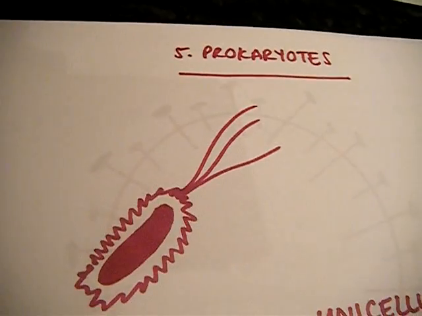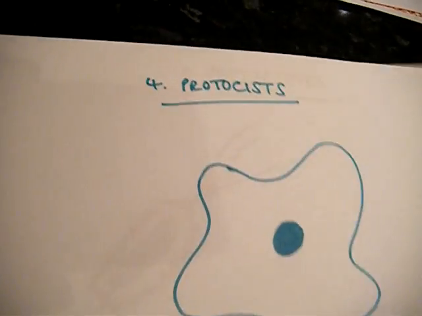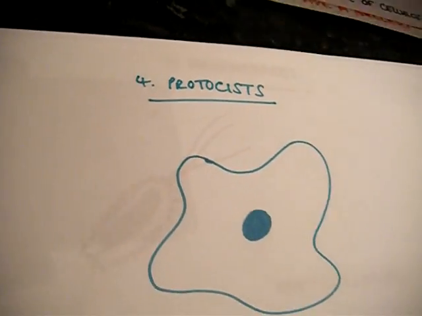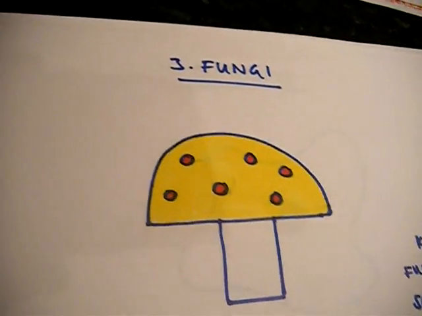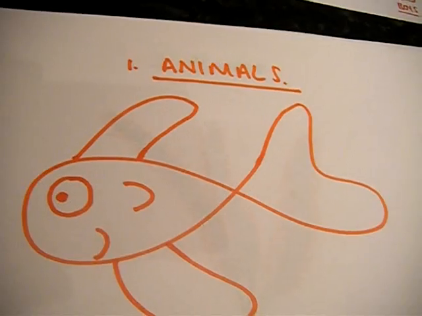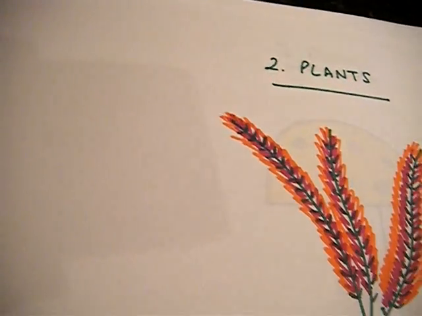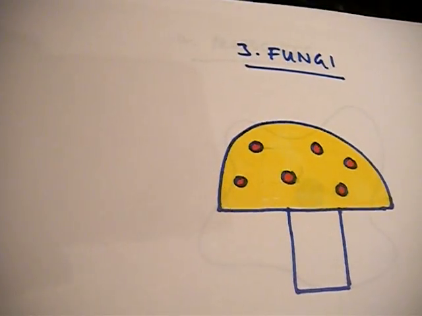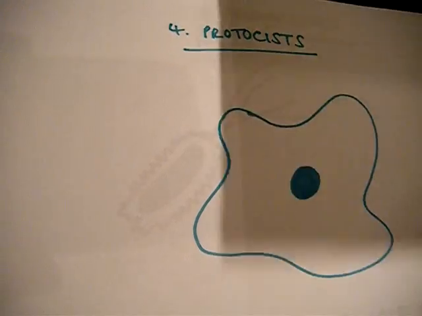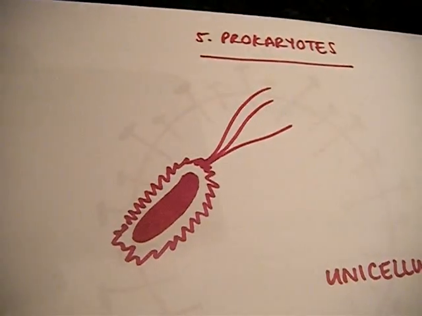So there, we've just gone through the 5 kingdoms. They were, in reverse order, prokaryotes, protocysts, fungi, plants, and animals. So that's number 5, 4, 3, 2, and 1, the 5 kingdoms.